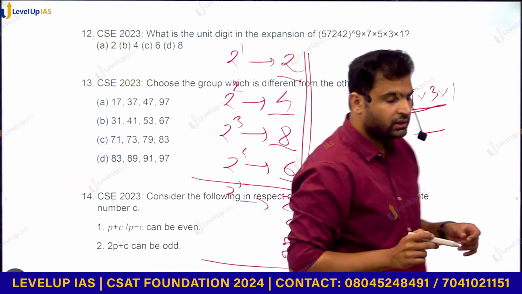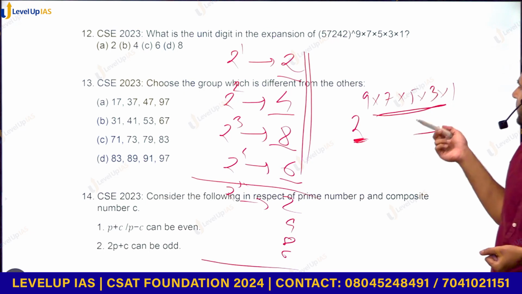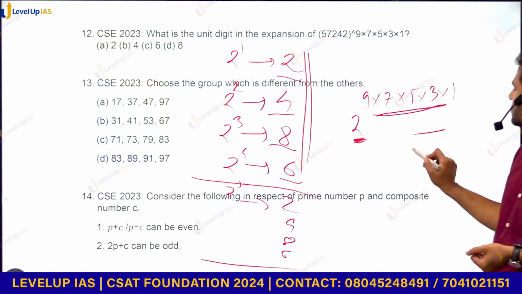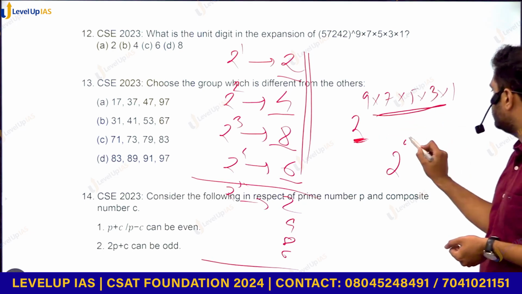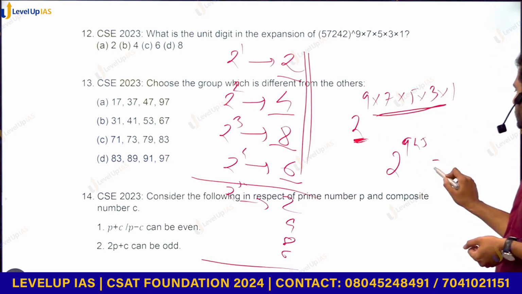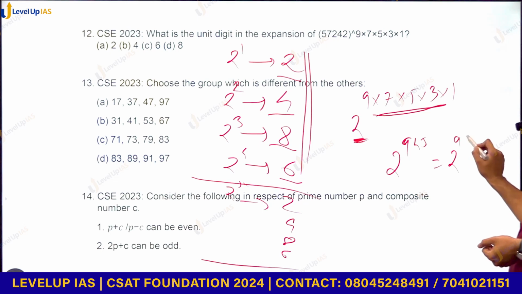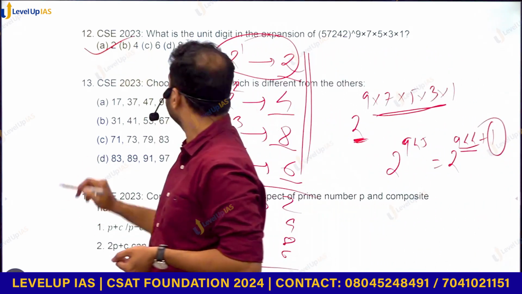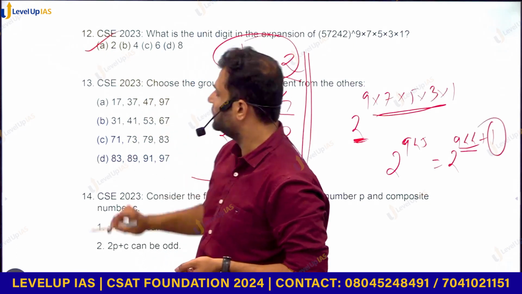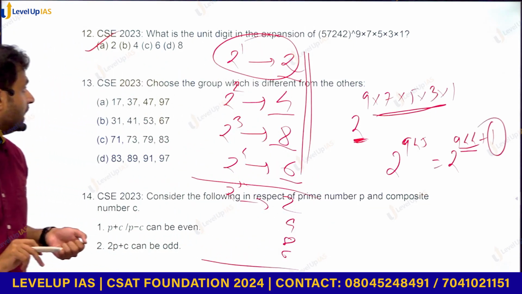Now you can see that the number we have is 2 raised to 945, and if you divide this 945 by 4, we can see that this is 944 plus 1. 944 is divisible by 4, so the remainder is 1, so the units place is 2. That is the answer. Right, the units place is 2, so that is the answer.